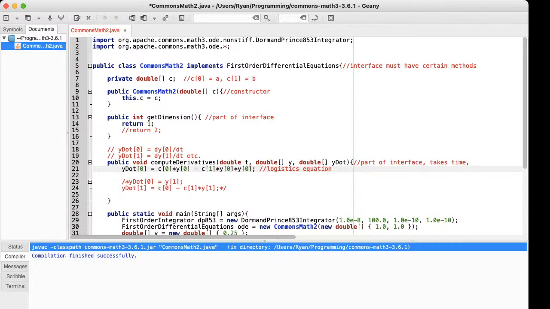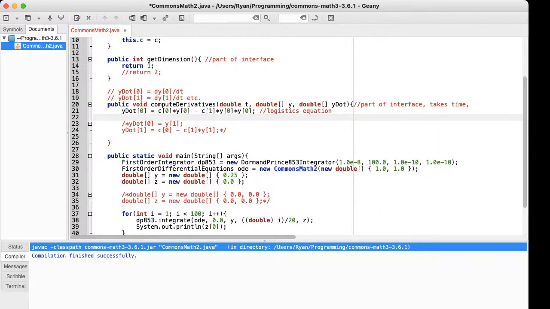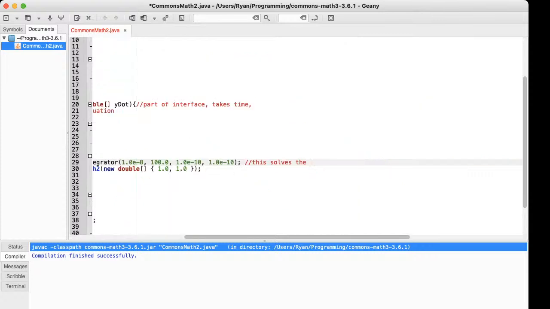Okay. So you can see it says y dot equals c0 times y minus c1 times y squared. So then I have my main method. Okay. And so the first thing I do is I define an integrator object. So the integrator object is the object that solves the equation. Okay, and so this solves the equation.